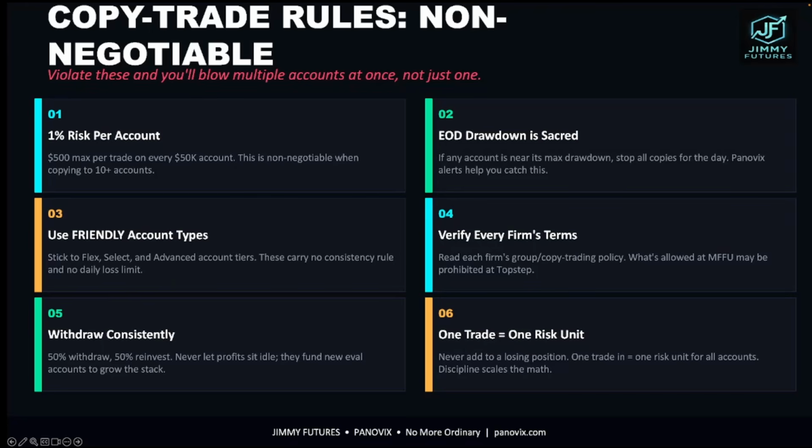3, use friendly account types. Like I said earlier, not every firm is cool with trade copying, so make sure you read the rules. Verify every firm's terms.